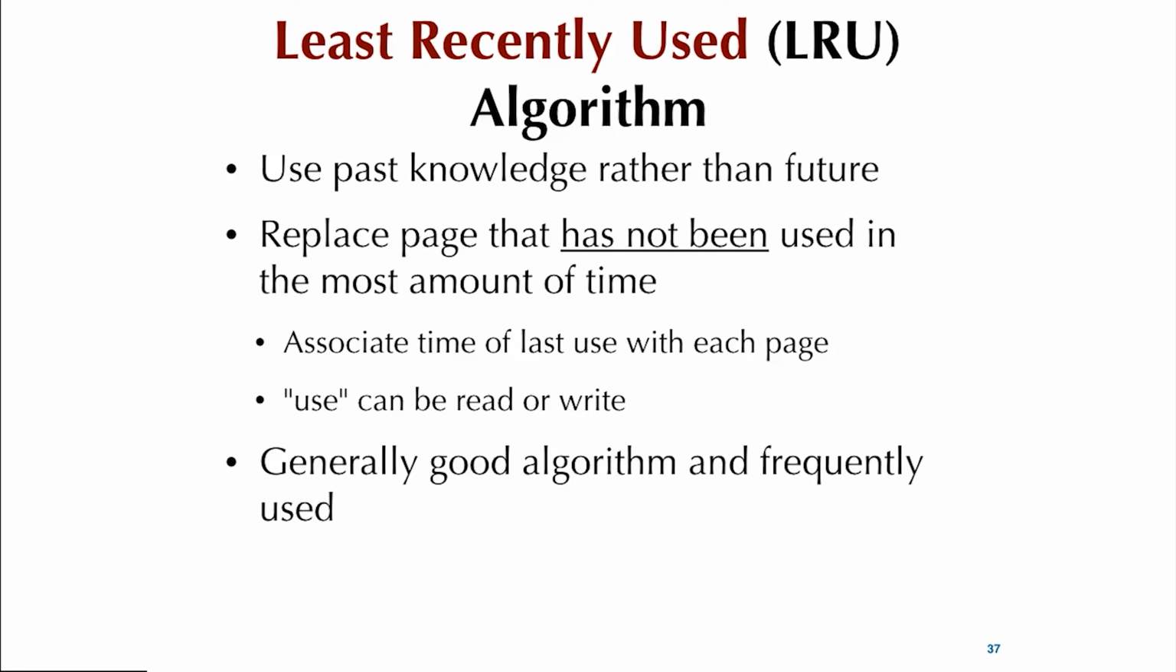So what's most common is least recently used, or LRU. And this is also the same case with caches as well, not just these pages. So this uses past knowledge to predict the future, right? So it replaces a page that hasn't been used for the longest time. So that means you actually have to keep track of some kind of age information with each page in terms of its access. And the access could be a read or write, okay? And so that means you replace the oldest page in a sense, right? And this is generally a good algorithm and is frequently used.